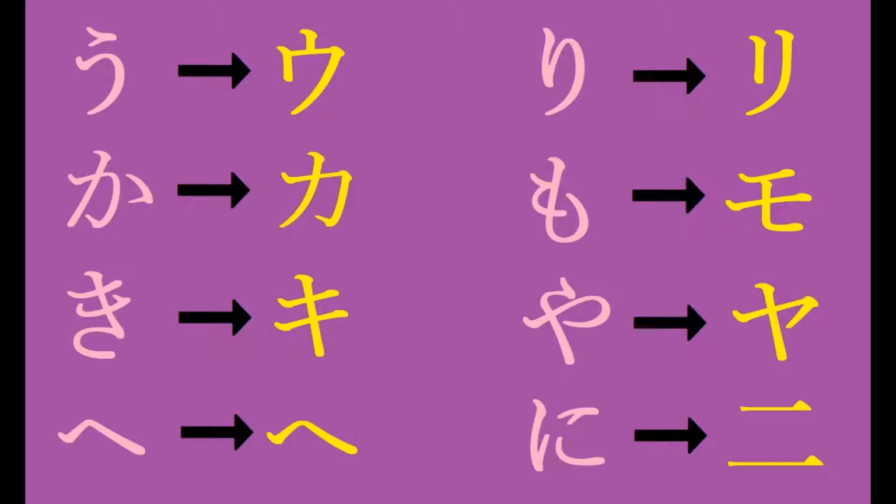Look at this first set of kana. You can recognize all of them, right? They're just squared off versions of their hiragana counterparts. So we already know the kana for u, ka, ki, e, ri, mo, ya, and ni.